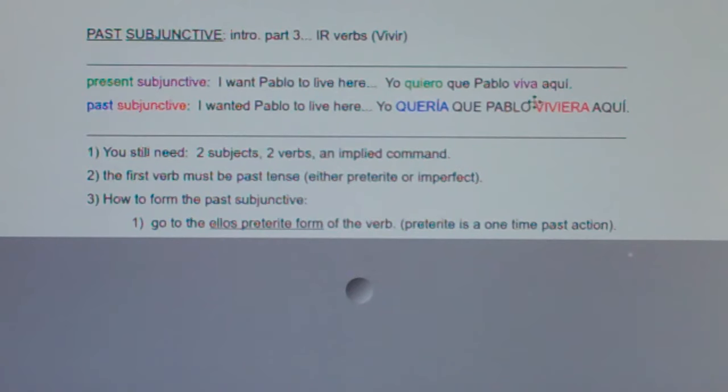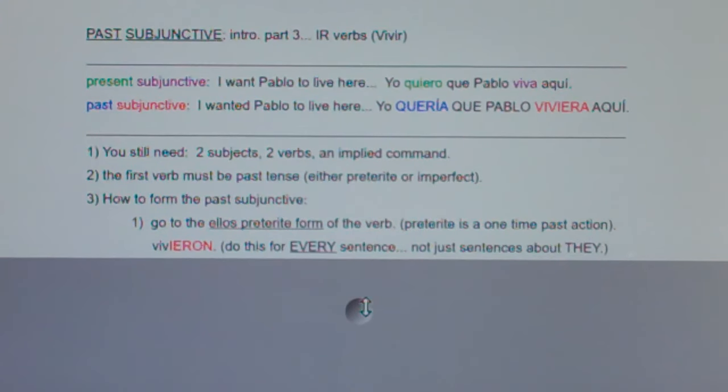Well, think back to present subjunctive. No matter who you're talking to or about, you always went yo form, chop the o, opposite vowel ending. Well, past subjunctive, no matter who you're talking to or about, you always go to the they form, preterite. So, vivieron. And again, you go to the they form preterite, no matter who you're talking to or about.